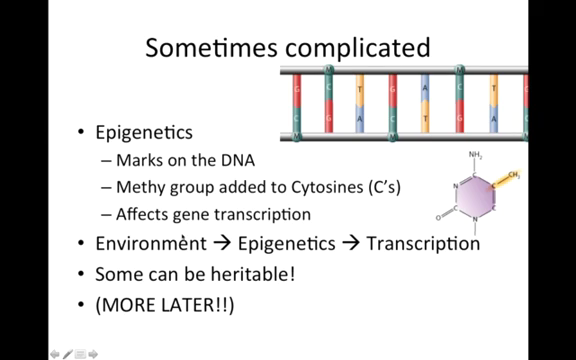So basically, the environment can cause epigenetic changes, and those epigenetic changes can lead to differences in transcription. And notably, some of these can be heritable. So we have increasing reason to think that sometimes the organism responds to the environment by changing these epigenetics, putting little marks on the DNA, and that these marks can be heritable. So that would mean that the environment that I experience can end up being passed down to my offspring. And hopefully we'll have time to talk about that some more later.